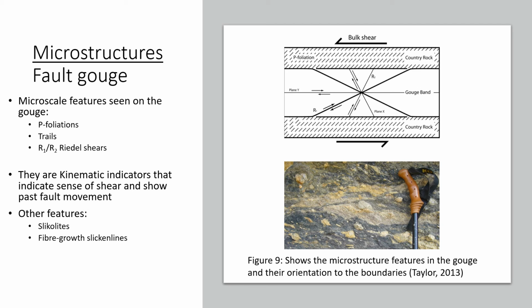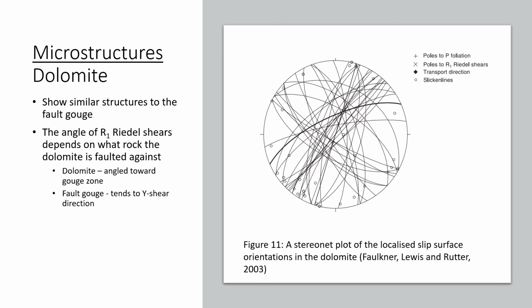Slickolites are another feature to form in the gouge. These form from the process of pressure solution. The dolomite blocks also show R1 radial shears with respect to the orientation of the fault zone. Few R2 radial shears are present on the dolomite, but they are less prominent. These R2 shears form at a significantly larger angle from the fault gouge zone boundary, and they exhibit the opposite sense of shear.